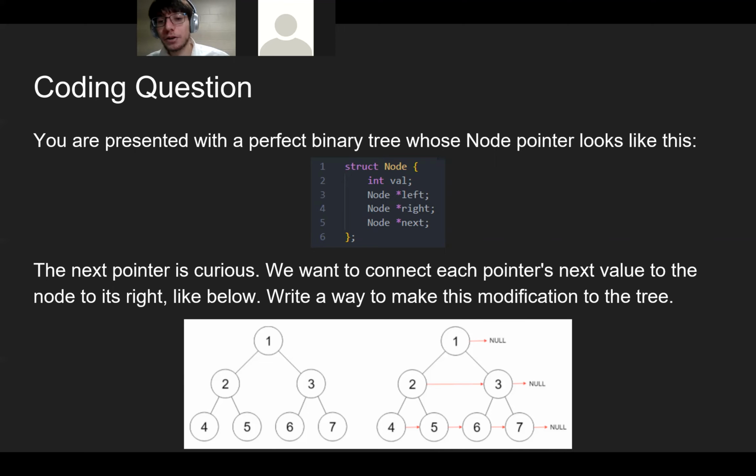Well, we want to connect together each pointer's next value to the node to its right. So as an example, let's look at this below. 1's next is null, has nothing after it. 2's next is 3. 4's next is 5, which is next 6, next 7, next null.